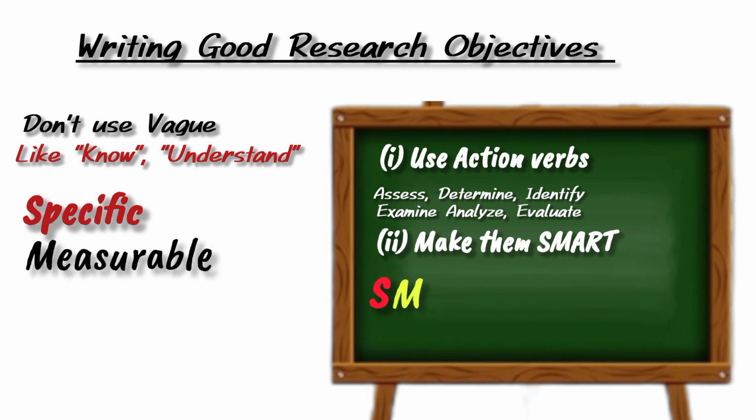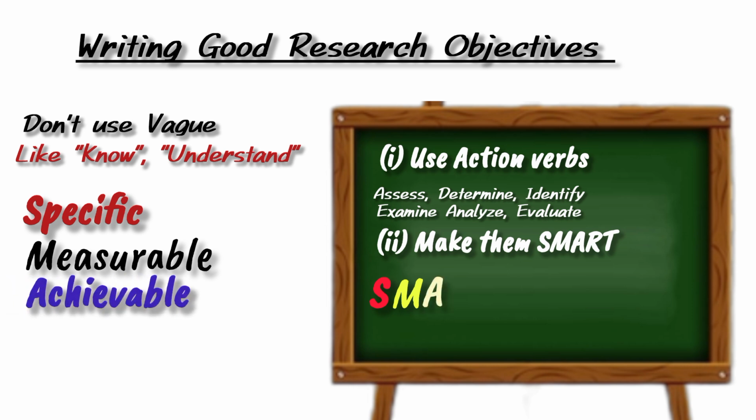Measurable means you should be able to assess your progress or outcomes. Your objective should include a way to quantify or qualify results. So measurable objectives allow you to determine success. If you can't measure it, you cannot know if you can achieve it. So this is very important in research because it ensures your study is objective and verifiable.